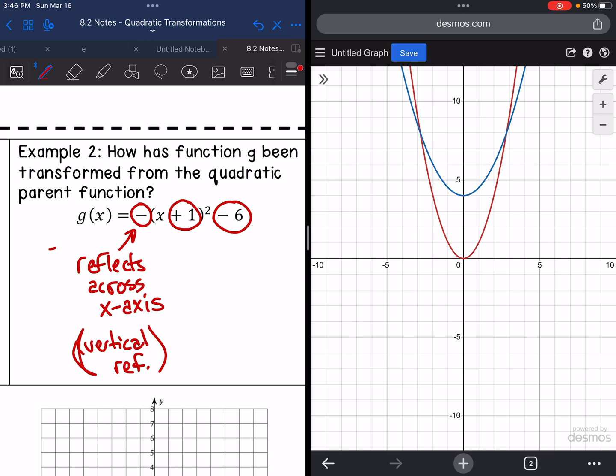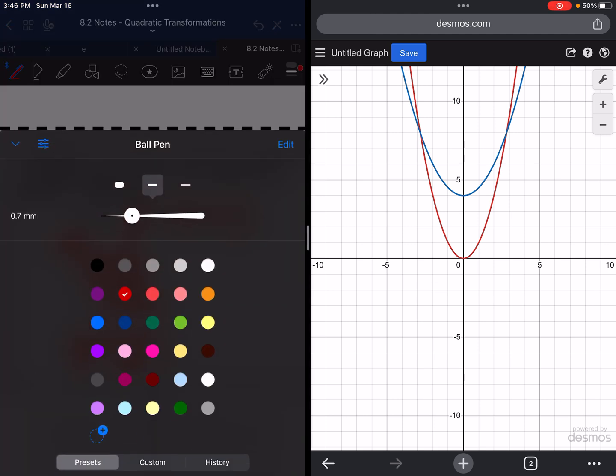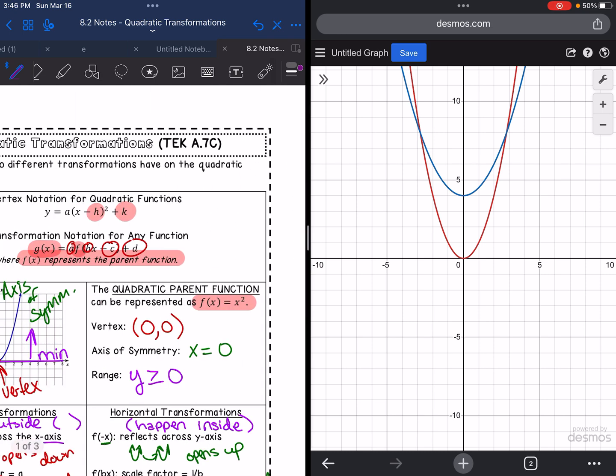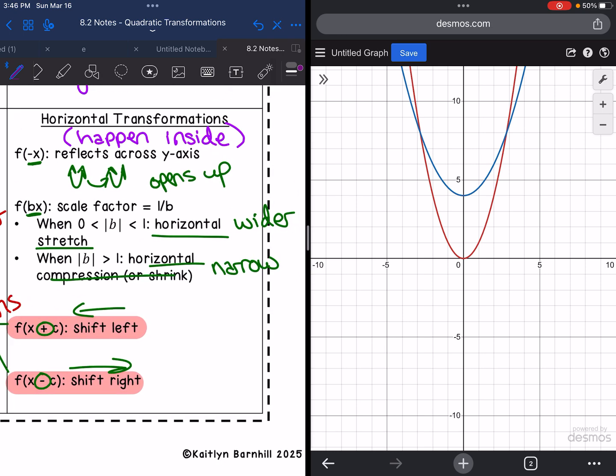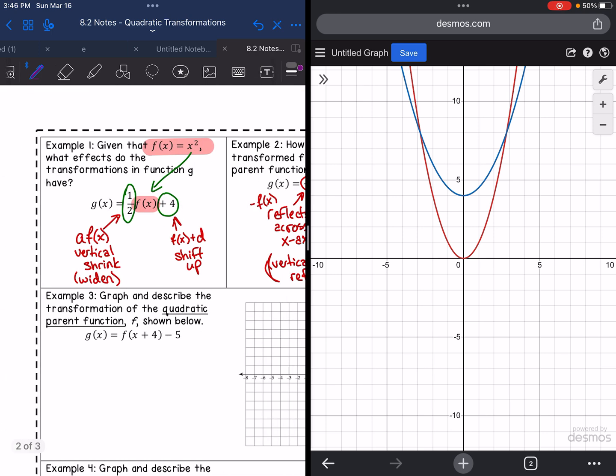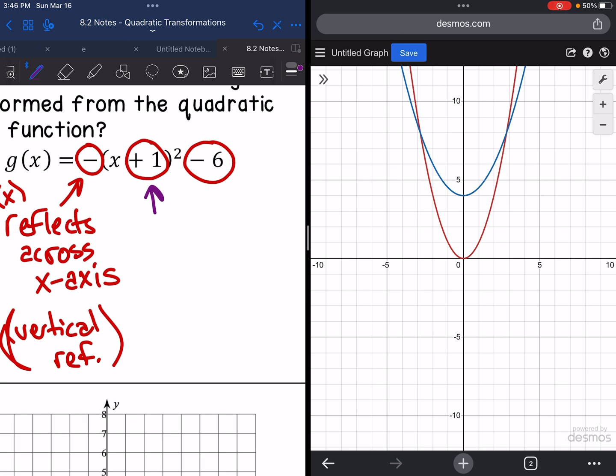So that is because we have a negative multiplying our parent function. Next, we've got that +1 on the inside. And so with that +1 on the inside, since it's on the inside, that means it's a horizontal transformation. So if I look at my rules, when I add on the inside, we said that we need to shift to the left. And so I'm going to go back over here and I'm going to say that this one, since we're adding on the inside, that's going to shift left.